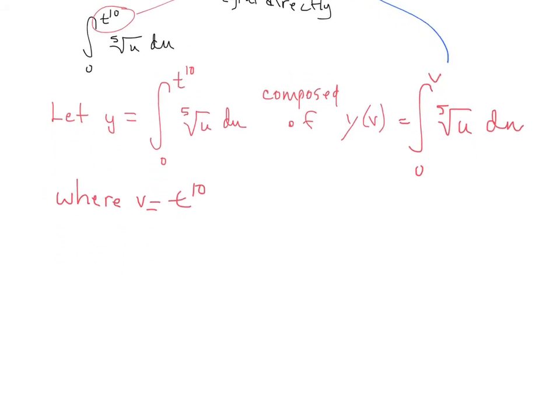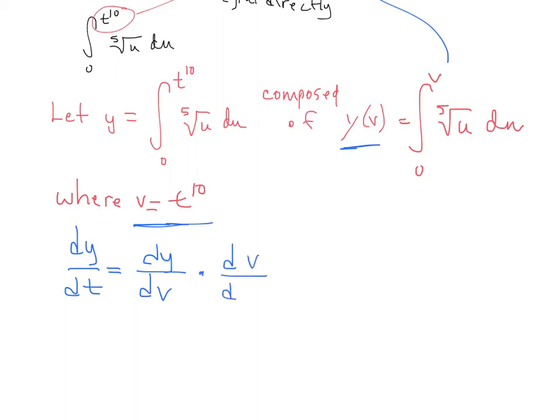So to find dy dt, because I created this new function here, and v is a function, is t to the 10th, then this is going to be my chain rule. So my chain rule says to find this derivative, I find the derivative of y with respect to v times the derivative of v with respect to t. So that's my chain rule piece, because I have two functions here. I have this function and I have this function.